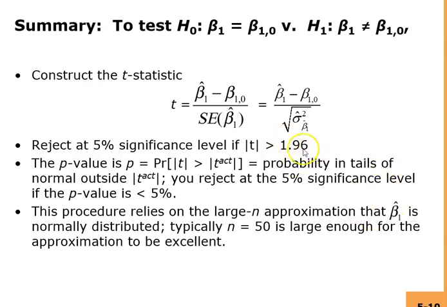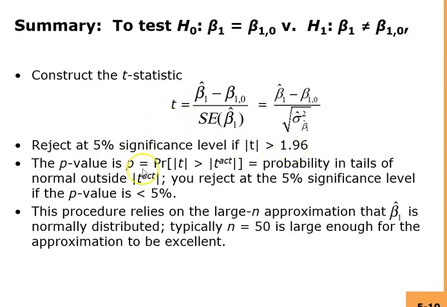Now, how do we get this value of 1.96? This was described in one of the earlier chapters. This is the t value for the 5% significance level, which basically means that 1.96 will correspond to a probability of 2.5% on the right hand side, and minus 1.96 will correspond to a probability of 2.5% on the left hand side of the standard normal distribution.